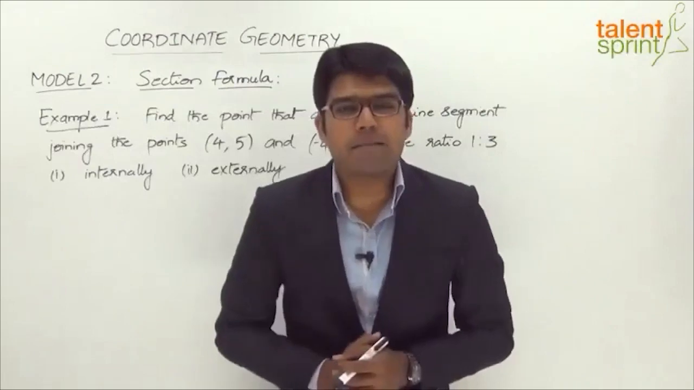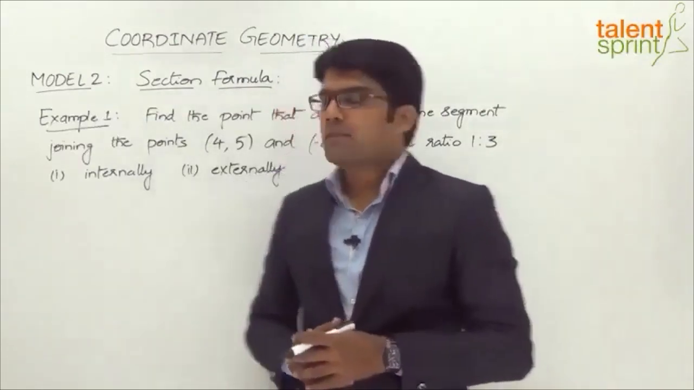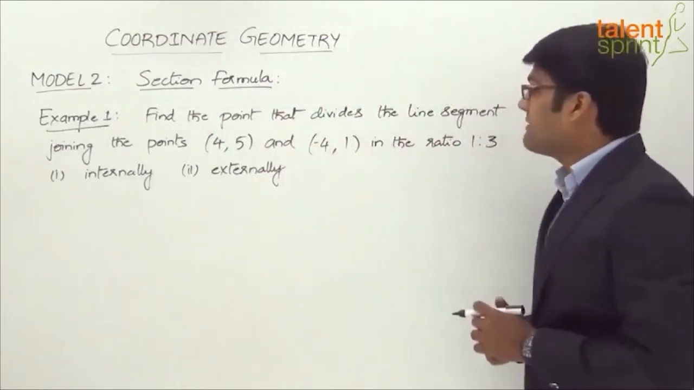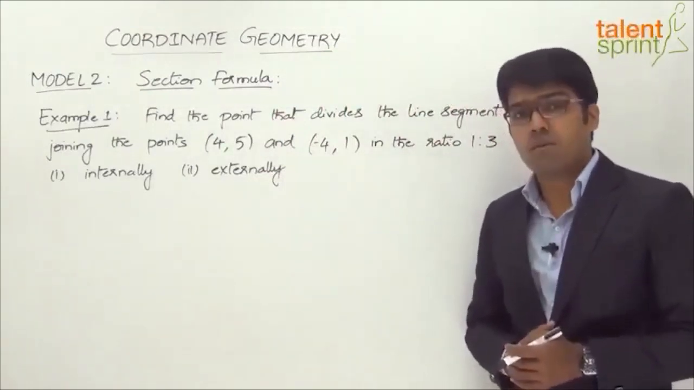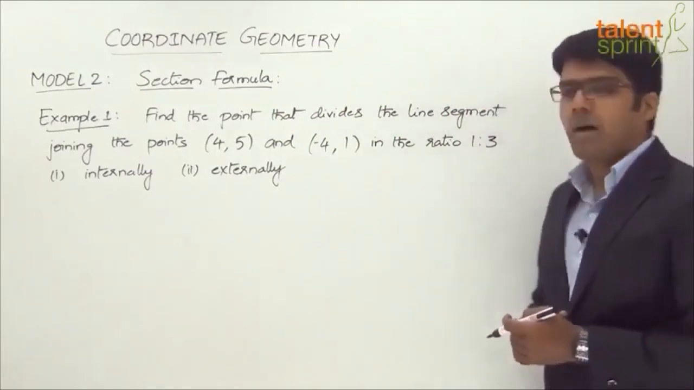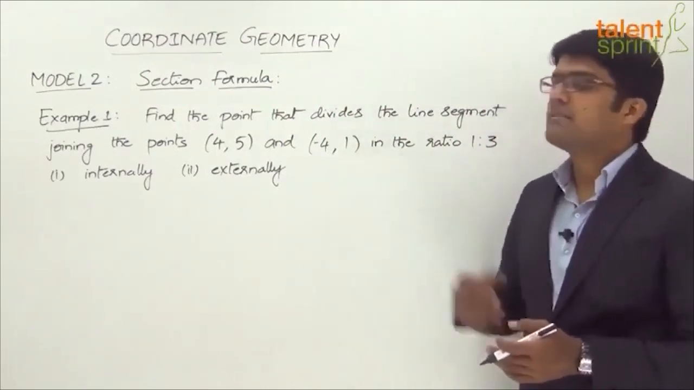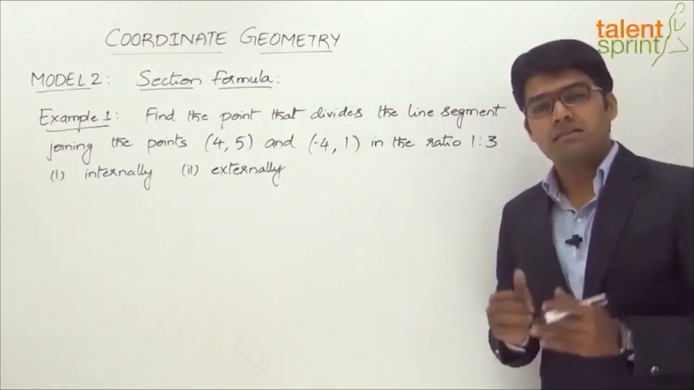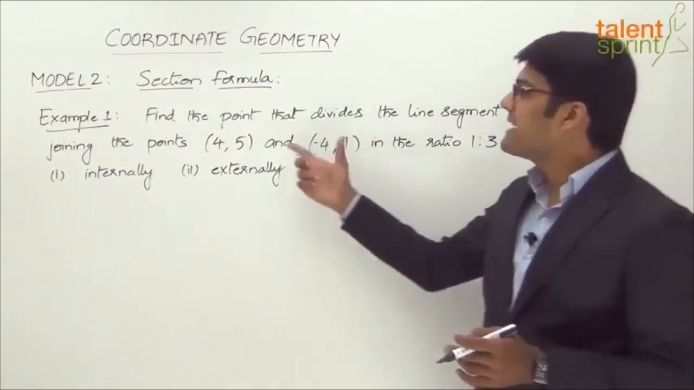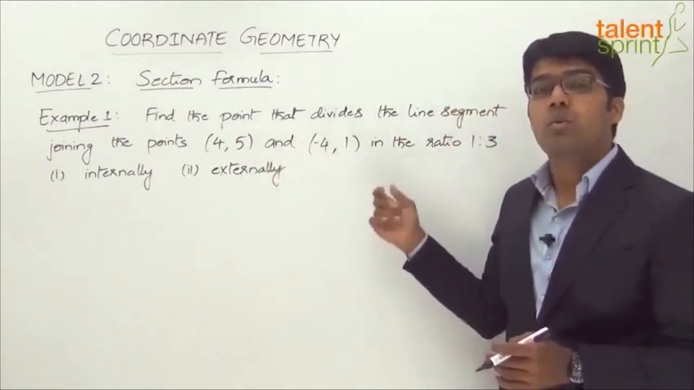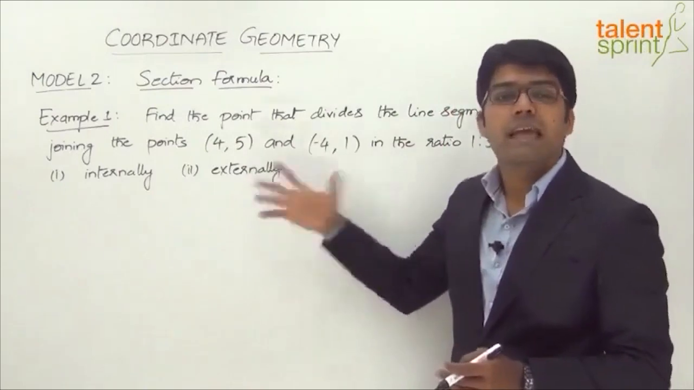Let us now take an example based on the section formula. The question says, find the point that divides the line segment joining the points 4, 5 and minus 4, 1 in the ratio 1 is to 3, internally and externally. So we have to find out two different points here. One where it divides the line segment joining these 2 points in the ratio 1 is to 3 internally, and two where it divides in the ratio 1 is to 3 externally.